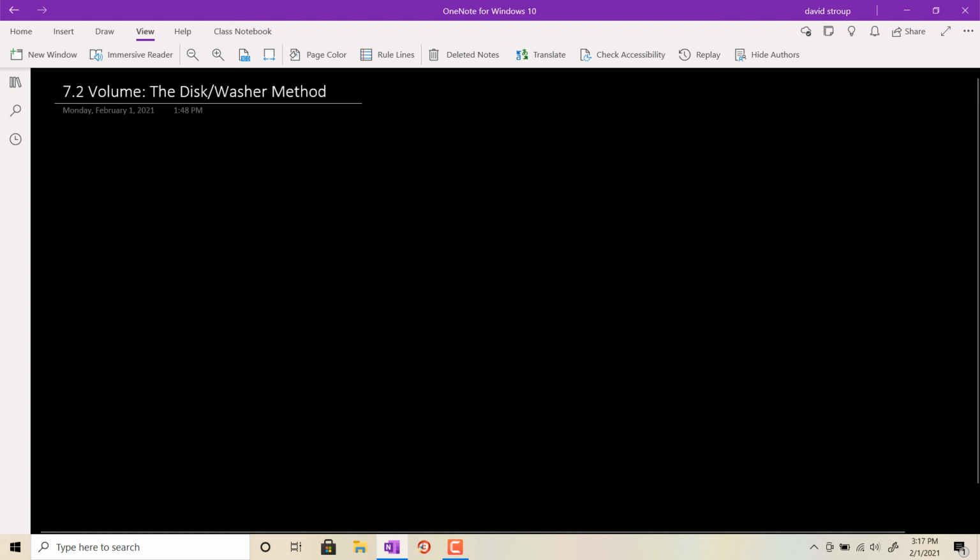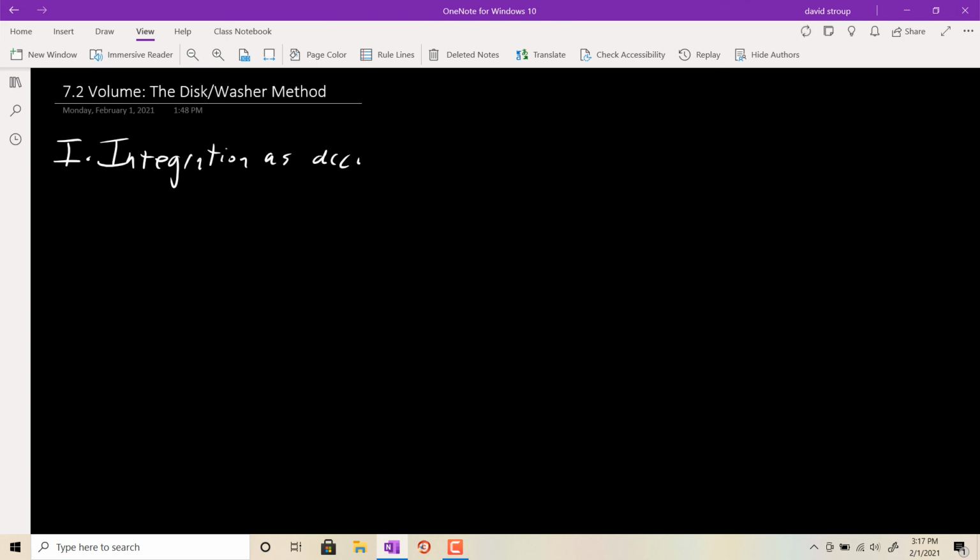Okay, so here we go, beginning now with these notes. Integration as accumulation. Recall our construction of the Riemann sum in chapter 5. We can use the Riemann sum to get an approximation for the area underneath the curve.